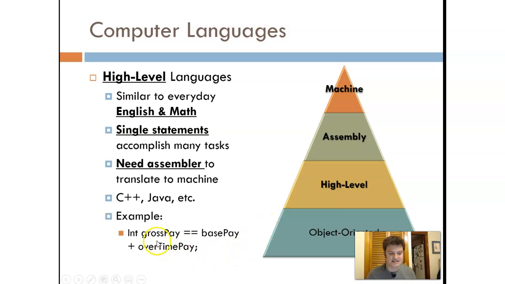And you're going to see stuff like this. Int gross pay equals base pay plus overtime pay. So we're starting to see statements come through there, and we're starting to see something called a variable that makes life a lot easier too. And we're going to be going more into this later on.